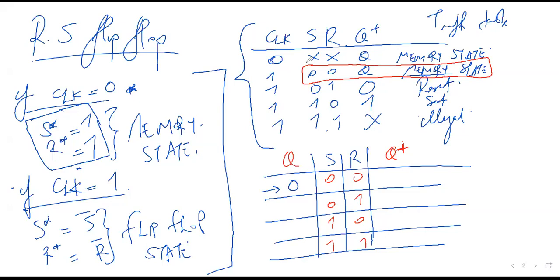Memory state means whatever your present state, the next state will be equal to your present state. That is what memory means. Your present state is stored. The next state will be equal to the present state. That is memory. You get the memory state only when you have your inputs 0, 0. So here, Rwafa, I have inputs 0 and 0 for S and R. What will be my next state?